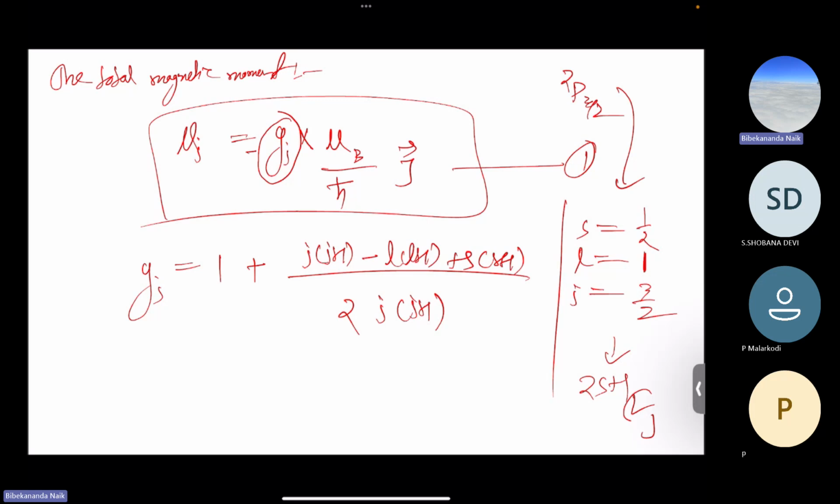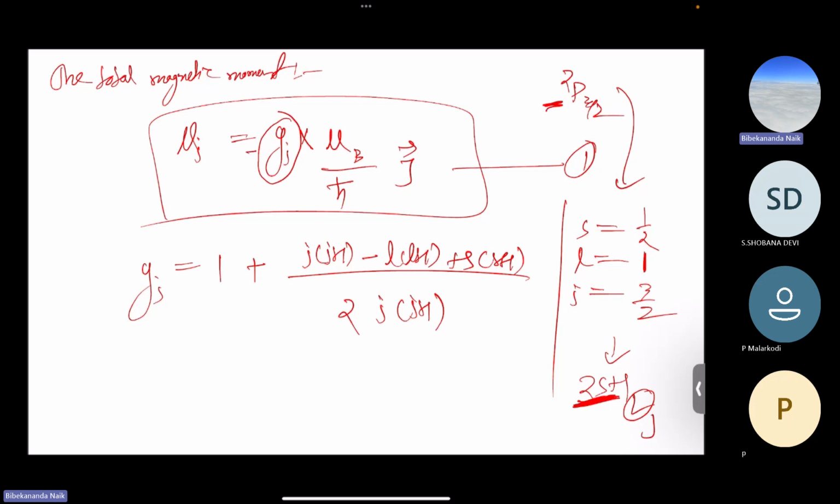For P, sorry, L is 1. For D, L is 2, like that. And J is 3 by 2 here. And this 2S plus 1 is known as multiplicity. So 2S plus 1 is 2 here. Then 2S is 1 and S is half.